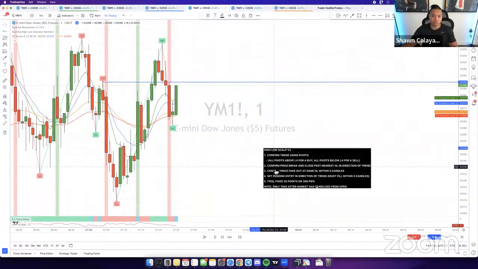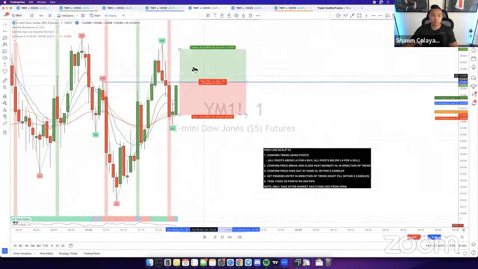Step 2, you want to confirm price breaks and closes past the pivot. So with that said, we have a low right here, lower high. Price broke and closed on this green candle. Within 5 candles, price faked out. So price broke past it, 1, 2, 3. Third candle right here, price faked out. Once that happened, you're now setting a pending order for a buy right here.